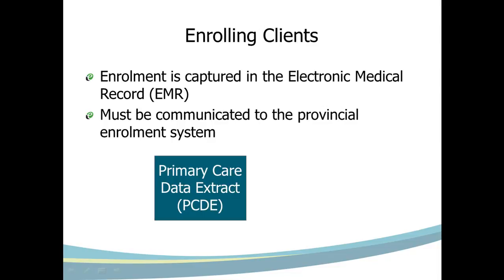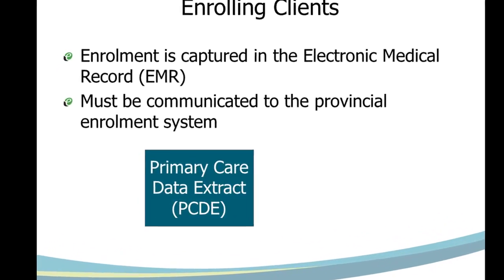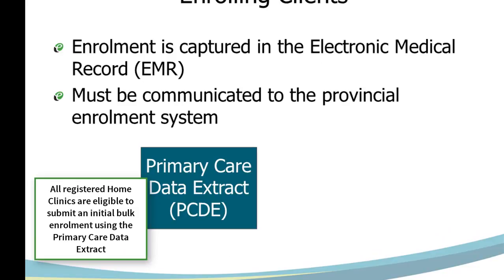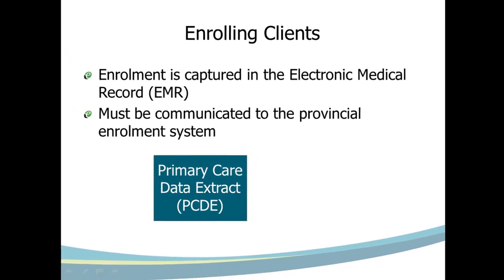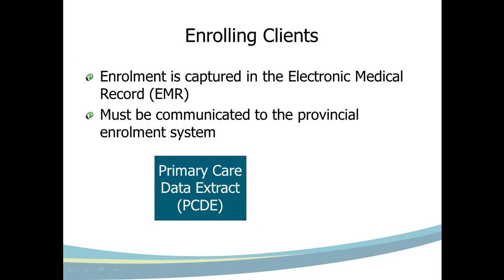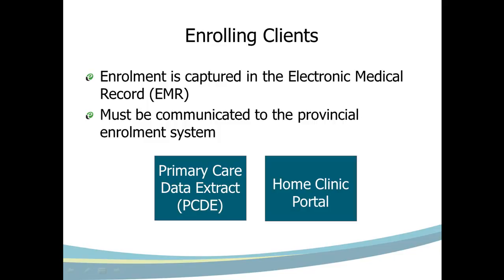The first way is to send the enrollment information in the primary care data extract. All registered home clinics are eligible to submit an initial bulk enrollment using the primary care data extract. Some home clinics are eligible to use the primary care data extract for ongoing enrollment purposes. The second way is to enter the enrollment information directly in the home clinic portal. This is also known as individual entry, which is the focus of this video.